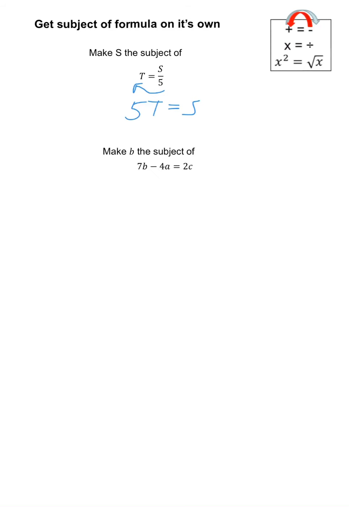Next one here, we need to make b the subject of 7b minus 4a equals 2c. So let's bring the minus 4a to the other side. It'll become plus. So then 7b equals 2c plus 4a. Then we need b on its own, so we need to get rid of that 7. So b is equal to, so we'll divide the right hand side now by 7. So we have 2c plus 4a all over 7. And that's the question done.